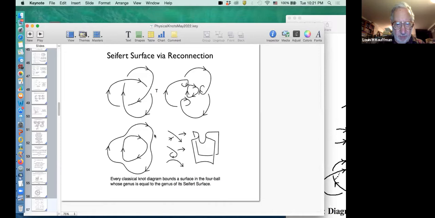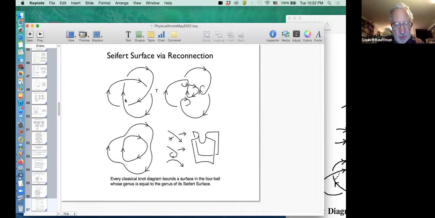So that means that we can construct the Seifert surface as a surface bounding the knot into the four ball by going through one reconnection at each crossing, and then bounding off the resulting circles into the four ball. And we obtain a surface in the four ball whose genus is exactly the same as the genus of the Seifert surface. And in fact, this surface that I have described for you into the four ball is the result of taking the Seifert surface in three space and gently pushing it into the four ball, keeping the boundary in three space. But I've described it by reconnection this way.